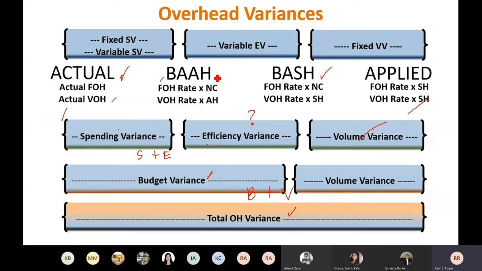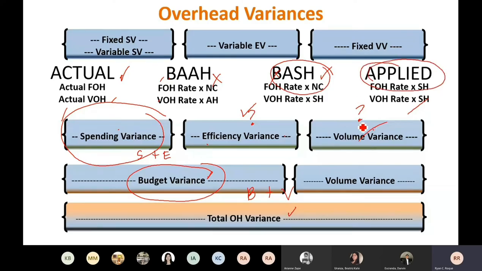Sometimes sinatanong efficiency variance, walang BAA and BASH. Ang pwede mong gawin, kung alam mo yung budget variance mo, ima-minus mo yung spending variance mo, you will get your efficiency variance. Okay? Nawawala si volume variance. Ang pwede mong gawin, aside from comparing BASH and applied, para makuha yung volume variance natin. Eh kaso kung hindi mako-compute, ang pwede mong gawin, total overhead variance minus the budget, makukuha mo si volume. Eh wala ring budget. S and E lang. So total overhead variance minus the spending minus efficiency, you can get the volume variance. Okay, so ibig sabihin, napakaraming pwedeng laruin dito sa diagram na yan.